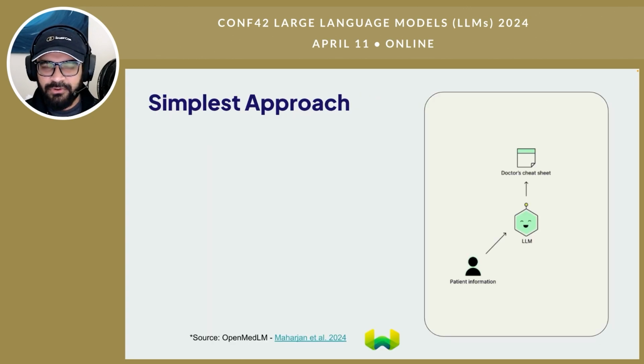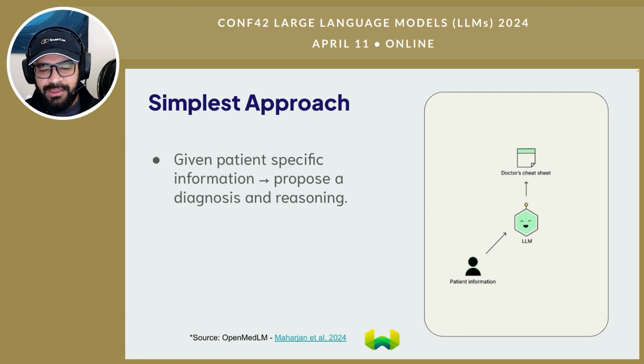So the simplest approach that you could potentially have is you take the patient information over here and you feed it into a large language model and you ask it to provide a cheat sheet or a list of potential diagnoses for this patient. This is literally the simplest thing that you could do. You literally open a Chat GPT, type in patient information, and say what could potentially be wrong with this patient. Right? And so here, you're leaving a lot of things to chance, right?